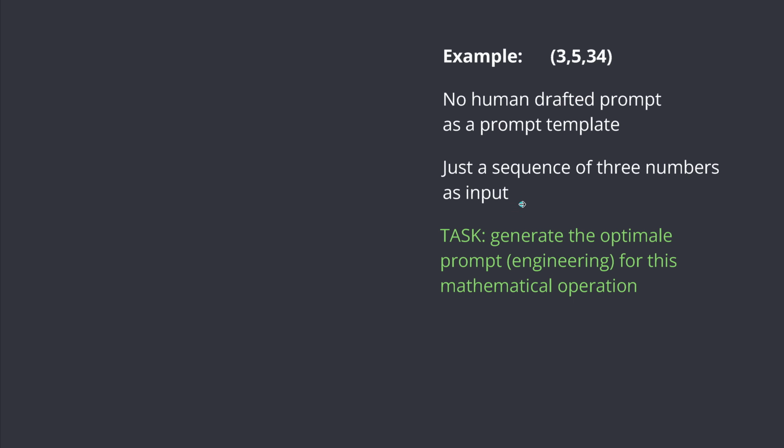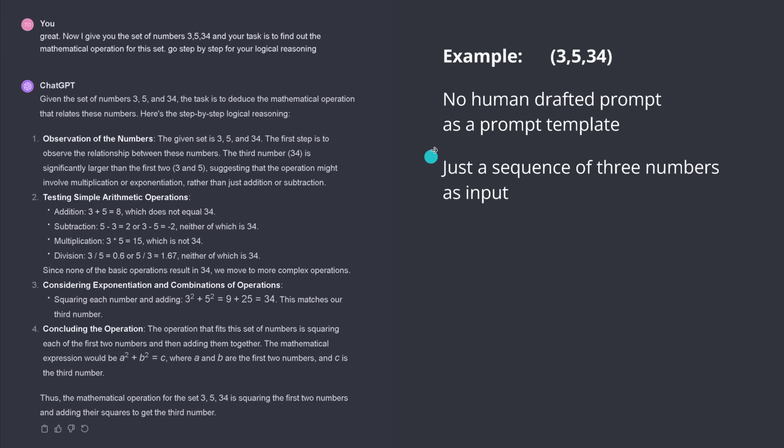And to show you, absolutely transparent, I do this here in my GPT-4, not in DSPy, but I type some analogon to the DSPy commands because I wanted you to get a feeling for what's happening under the hood. So I say GPT-4, great. Now I give you a set of numbers, 3, 5, 34, and your task is to find a mathematical operation for this set. Go step by step for your logical reasoning. This is our DSPy model, chain of thought, but this is the sentence for this.